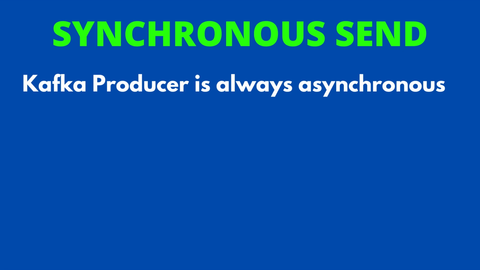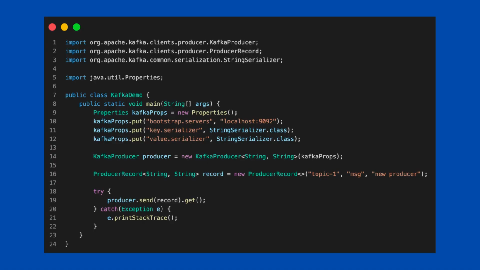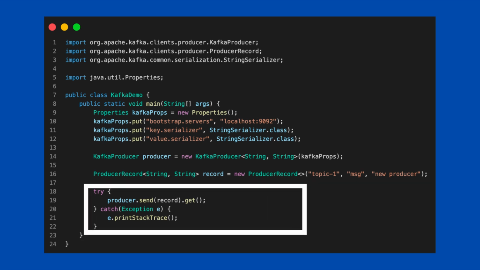Let us now look at the second strategy, synchronous send. On a purely technical level, Kafka Producer is always asynchronous. However, we can force it to behave in a synchronous manner. Check out this code for the synchronous send approach. What is the difference here? Nothing much really. We have turned the send method to a synchronous operation by using the producer send record.get method.